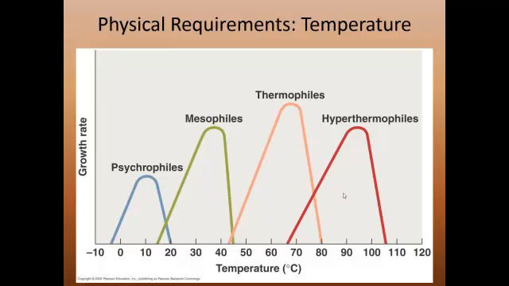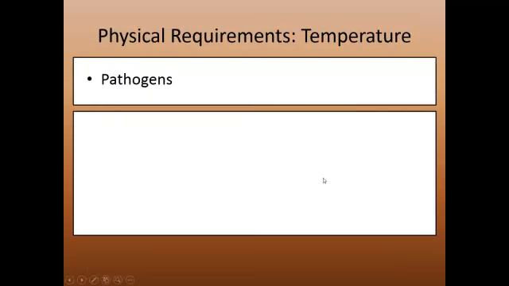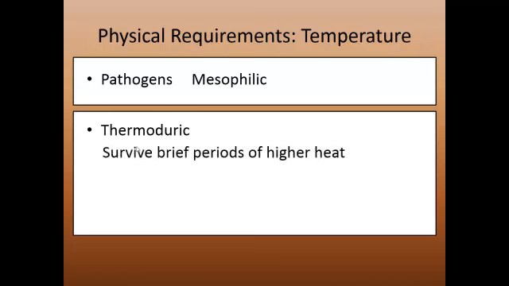Then there are the hyperthermophiles, those that like temperatures that even make the thermophiles uncomfortable. Pathogens are the most commonly cultured examples of mesophiles. They like the same temperature that we do. They grow best at body temperature. Makes sense. Thermoduric organisms are those that can survive brief periods of higher heat.